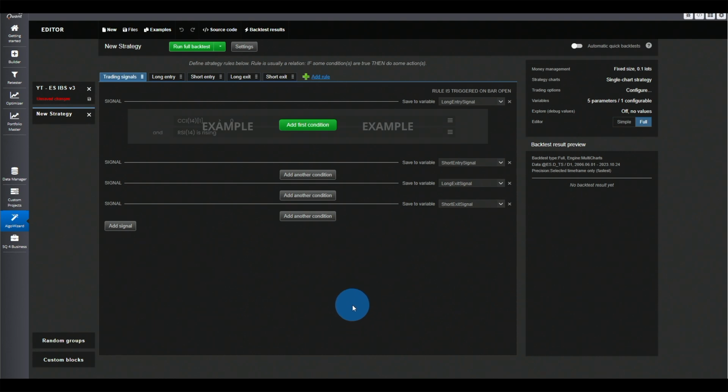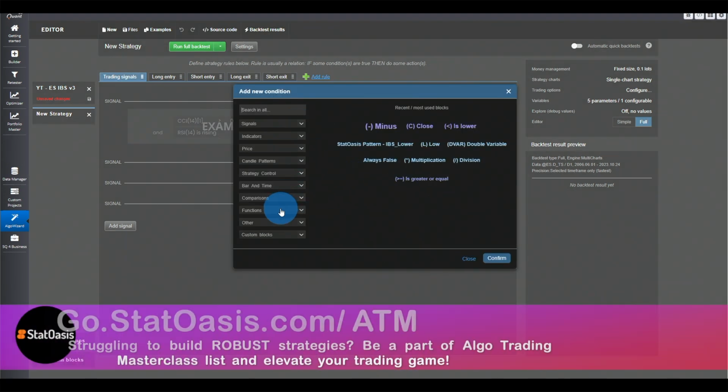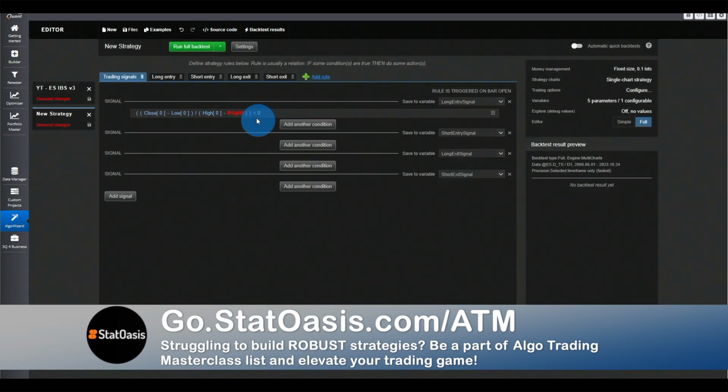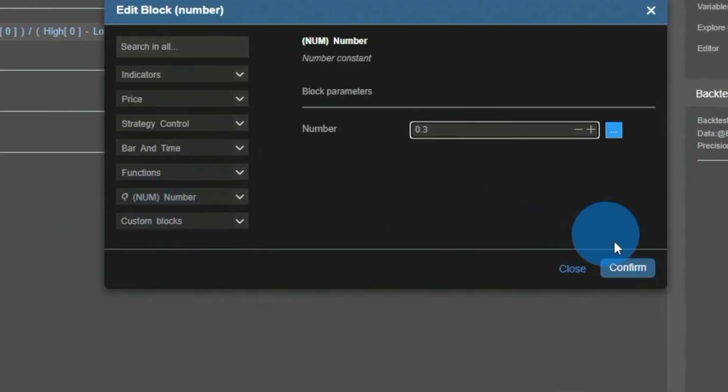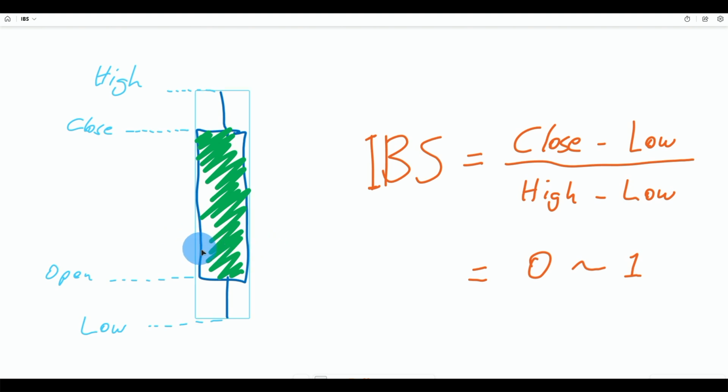Here we are in Strategy Quant X. We are in Algo Wizard so as to build any strategy we like. And we will build the IBS pattern inside Strategy Quant X. So we can come here and I will put the result as a number, and let's say 0.3. So that means the close should be at the bottom third of the bar, because if the close is here, then the result will be about 0.3 or lower.